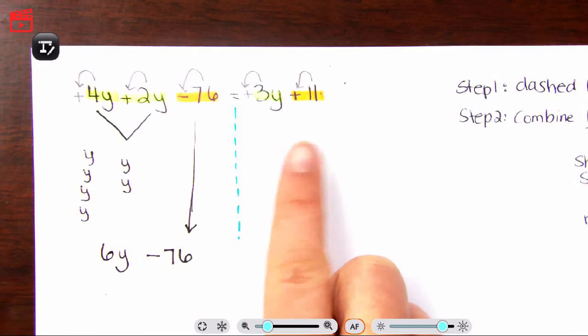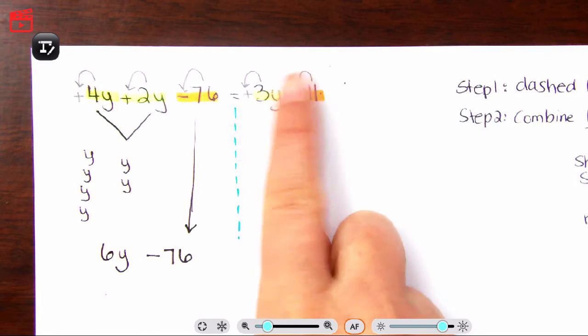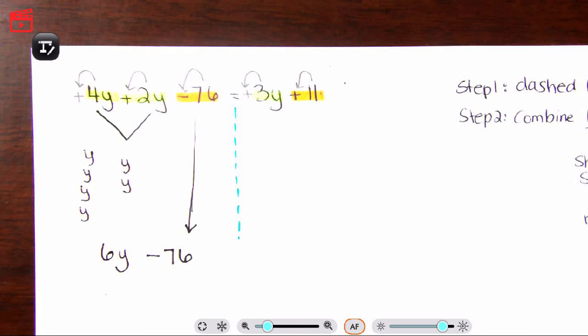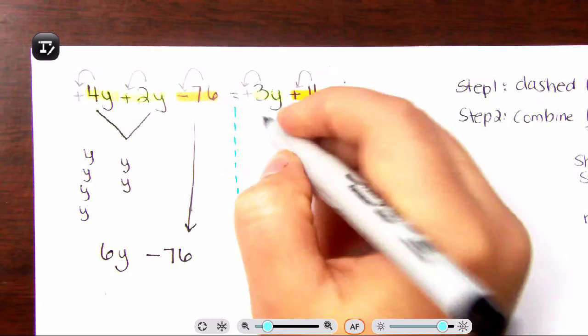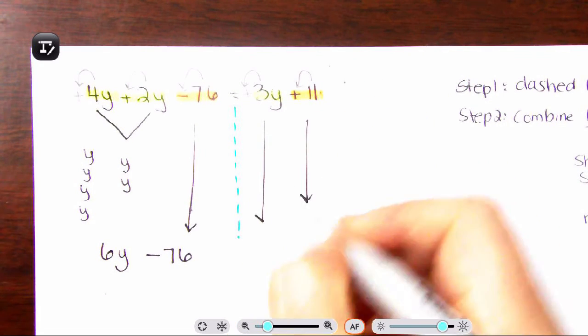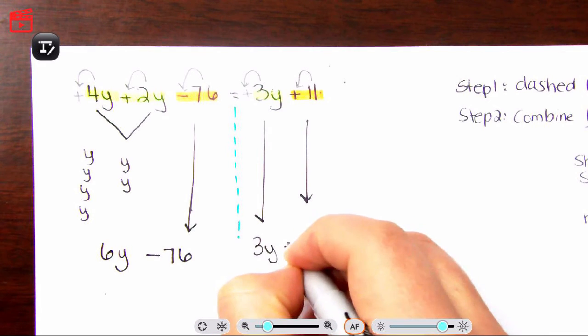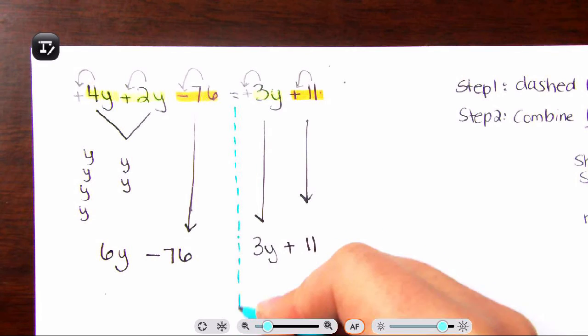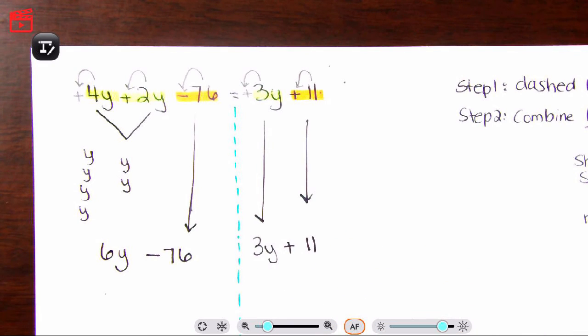Did I do anything on this side? Is there anything I can combine on this side? I have 3y's and 11. Unfortunately, I can't combine them. One's orange, one's yellow. Different terms. They are not like, so I'm just going to bring both of them down. 3y plus 11. I'm going to extend the dotted line since we are working with a multi-step. It's going to take us a little bit more room.